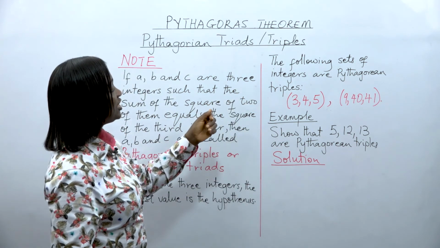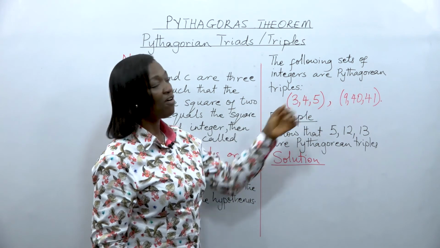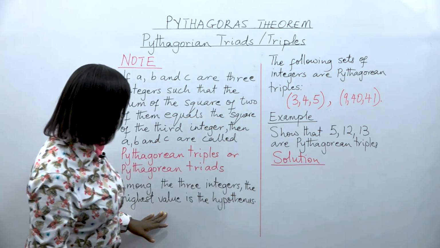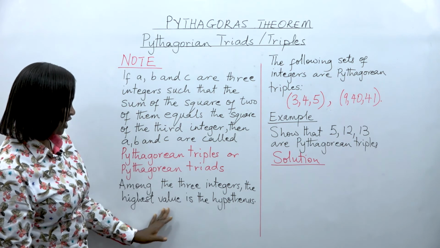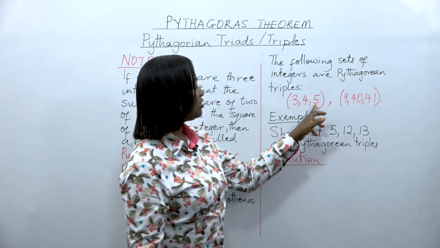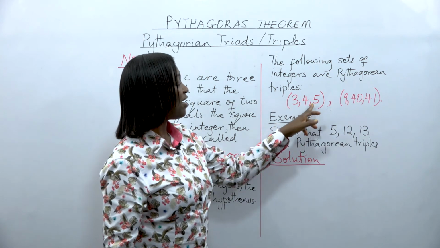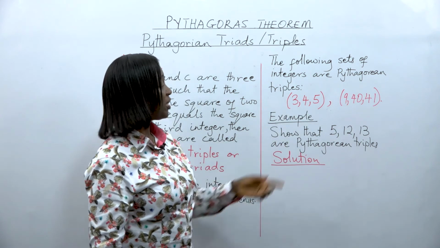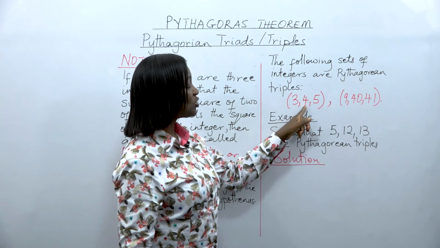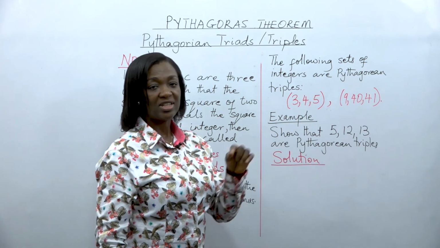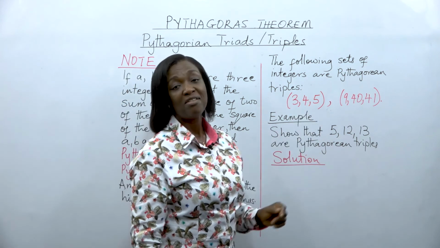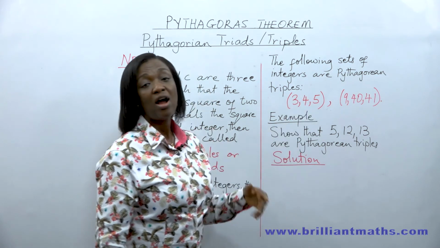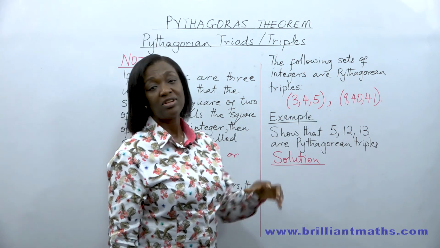The following set of integers are Pythagorean triples: 3, 4, 5. Can we prove that mentally? Here we have been told that the integer with the highest value is the hypotenuse. So the hypotenuse here is 5. So it means that 5 squared is equal to 3 squared plus 4 squared. And that is true because 3 squared is 9 and 4 squared is 16. And 9 plus 16 is 25, which is equal to 5 squared. So we have just proven that 3, 4, and 5 are a set of Pythagorean triples.